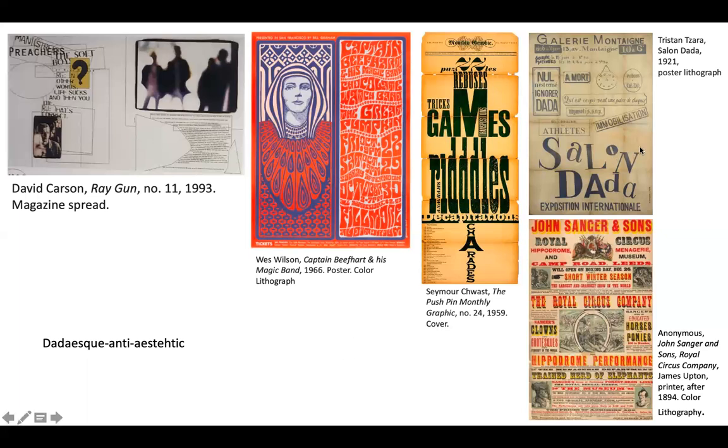And of course, going all the way back to the 19th century, we get to see the John Sanger and Sons Royal Circus poster. And that one is not an intentional attack on anything. It's just that, again, the designers were being practical and playful at the same time, and they were trying to save money, right, by putting a lot of text into a page.